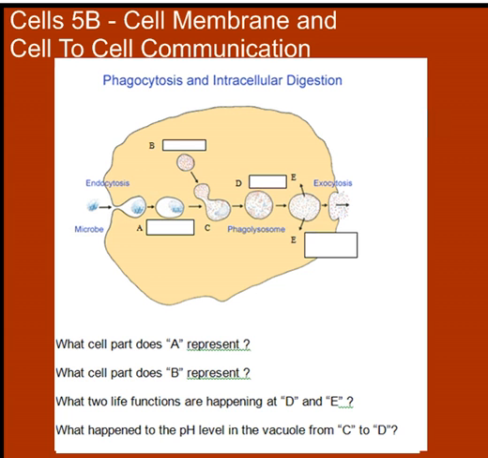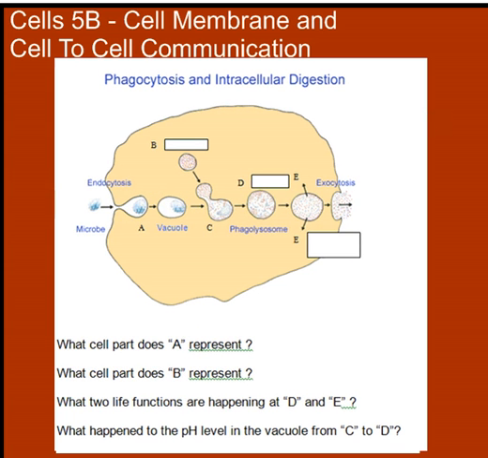I think this diagram and these questions will help us understand this a little better. So here we see a cell. It's bringing in some food. This microbe here is being brought in as food, and it forms into this structure, what would that be? What cell structure would A represent? Again, this is storing some food. A would be a food vacuole.